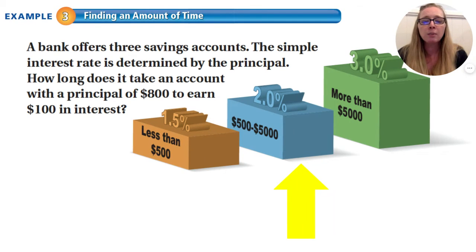So in this problem, we are putting in $800. So the bank has 3 options here. You can see the brown, the blue, the green. So we have to find, okay, $800, which percentage rate are we going to earn on our savings account? That's in between $500 and $5,000, so we are going to be earning 2% interest.